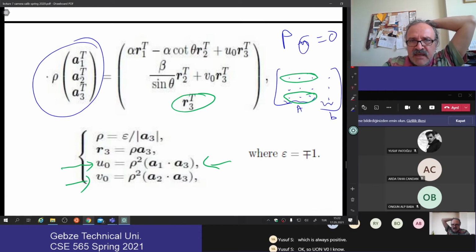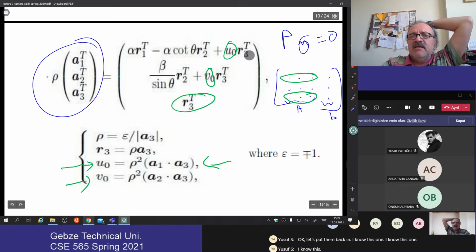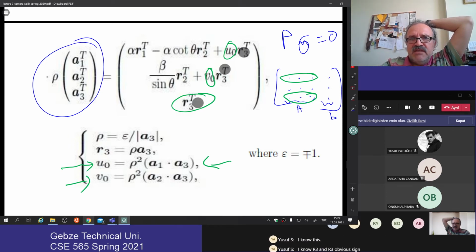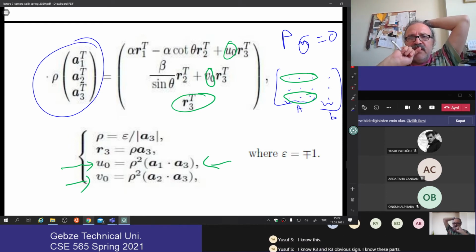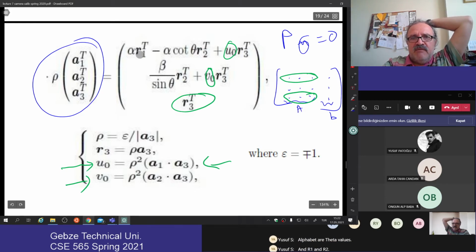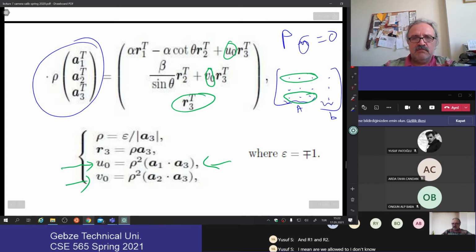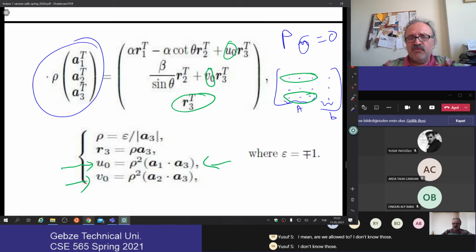Okay, let's put them back in. I know this one. I know this one. I know this. I know R3 up to a sign. I know these parts. What I don't know is the alpha, beta, theta values, and R1 and R2. I don't know those. Good. Okay, let's try to find them.